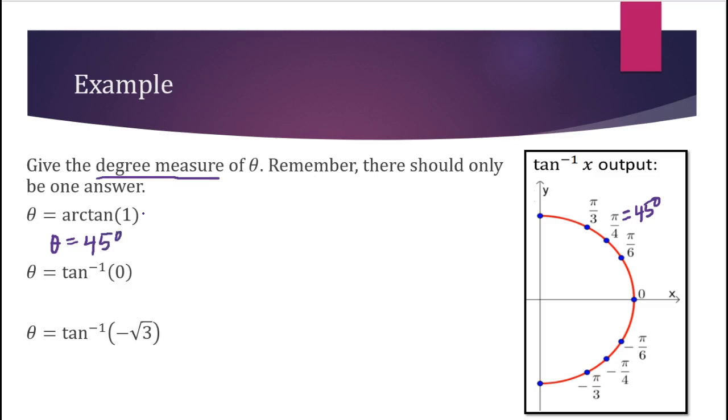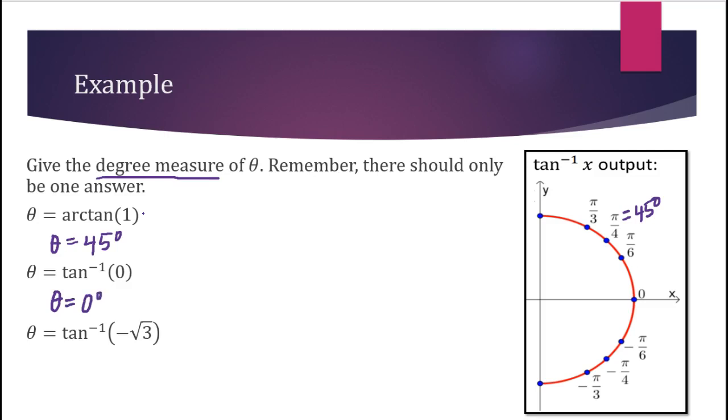For the next one, theta equals tangent inverse of 0. So what angle in degrees do I have to plug into tangent to get out 0 is the question I'm being asked. Of these possible angles here, the angle is 0, or 0 degrees. So tangent of 0 degrees equals 0. So theta equals 0 degrees.